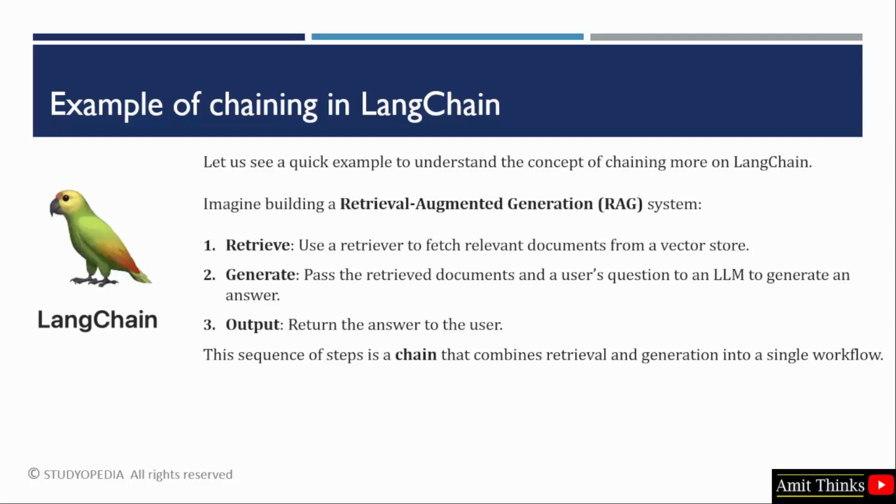So the sequence of steps we saw is a chain that combines retrieval and generation into a single workflow. So this is the concept of chaining. Chaining is like linking multiple components together to create a sequence of operations, like document retrievers. So guys, we saw what is chaining in LangChain.